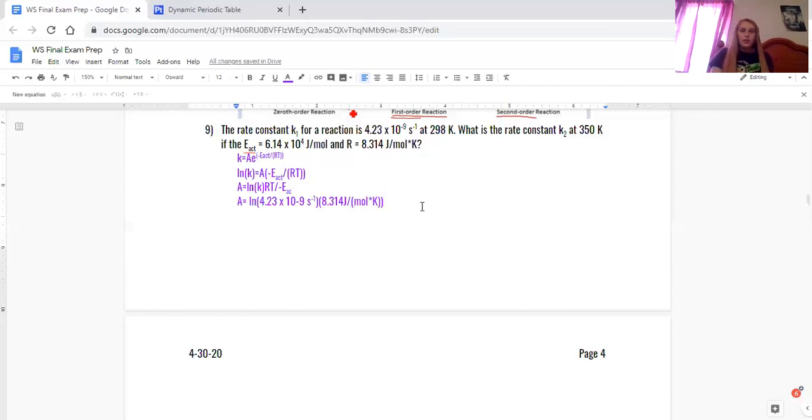All right. And then multiply it by our degrees in Kelvin. And this was at 298 Kelvin. No, that's right, Kelvin. Okay, and then we're going to go ahead and divide that by our energy of activation, which seems to have lost the 0. So our energy of activation is right here.